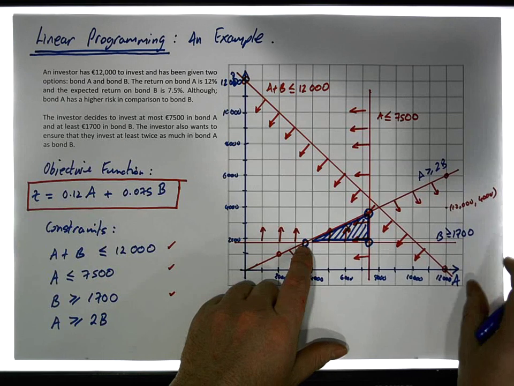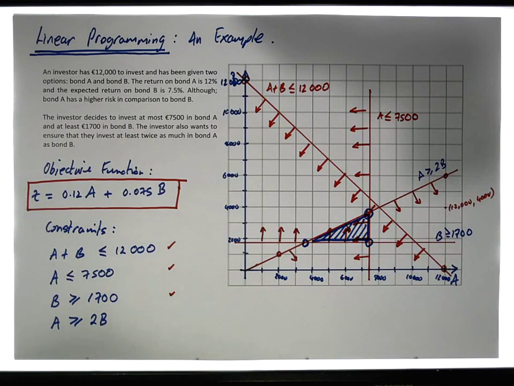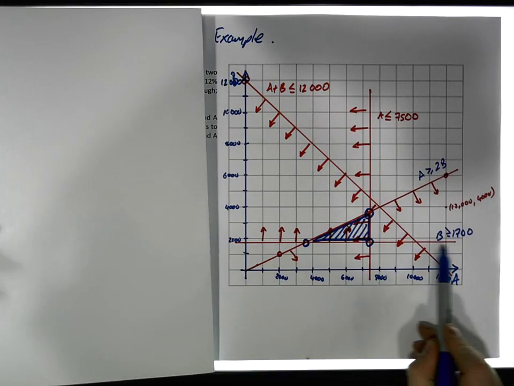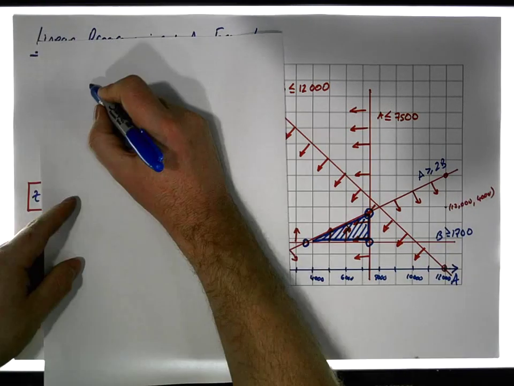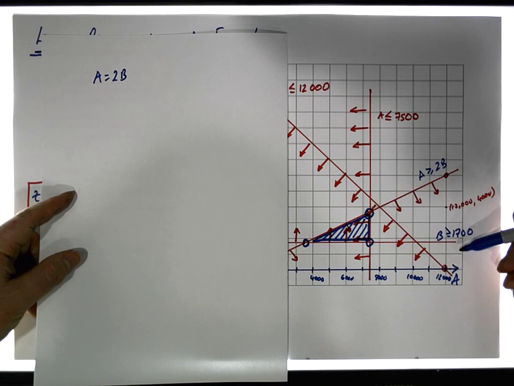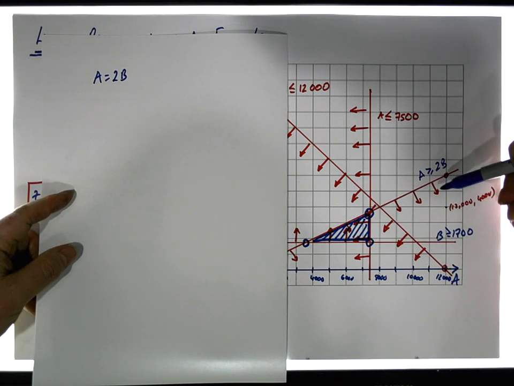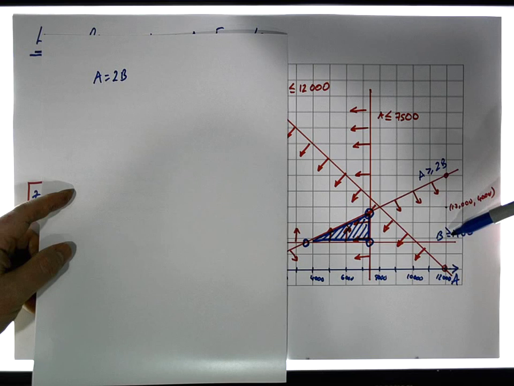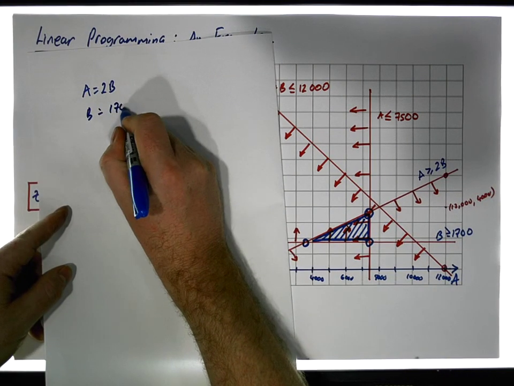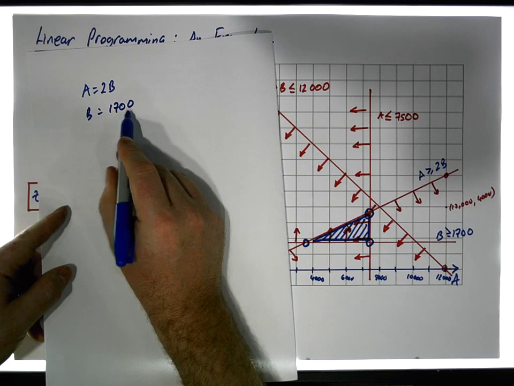So if we just look at those 2 points again, let me just get another piece of paper and see what we get. What we're interested in now is the point of intersection between this line here and this line here. This line is the line a equals 2b, and it's the demarcation line for the plane where a is greater than or equal to 2b. And this line here represents b is equal to 1,700. Well then, if b is 1,700, a must be equal to twice that.